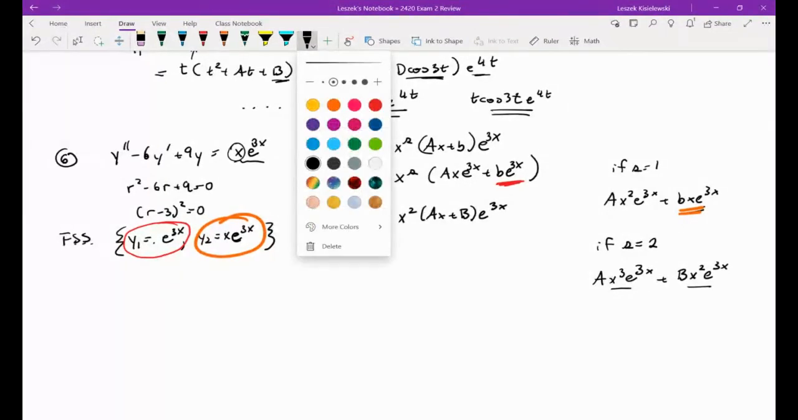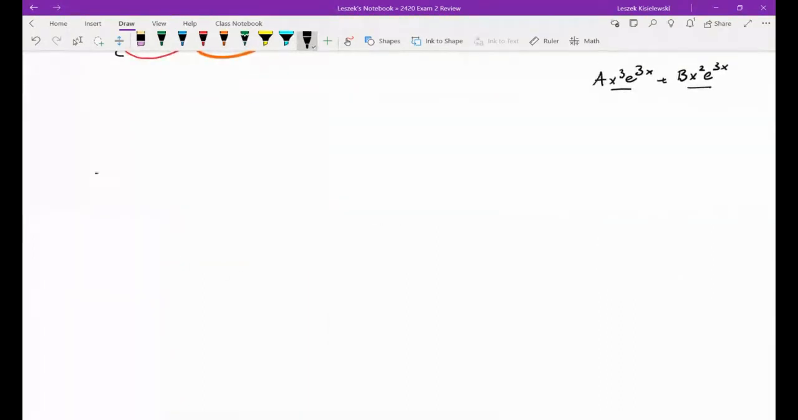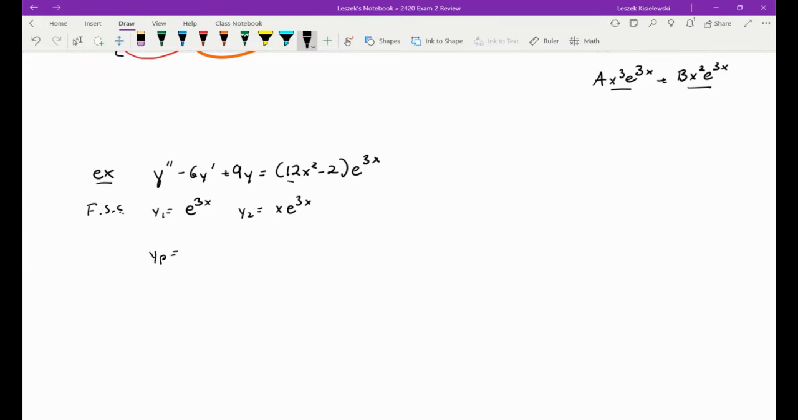All right. So here's an example: finding a general solution. Okay. So we know from our previous example that the fundamental solution set is e to the 3x. And we have a repeated root, so the second solution was x times e to the 3x. We know our solution is going to take the form of a second degree polynomial times that exponential.